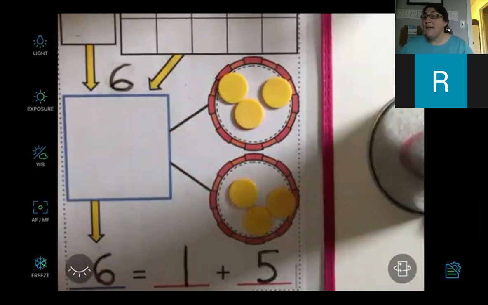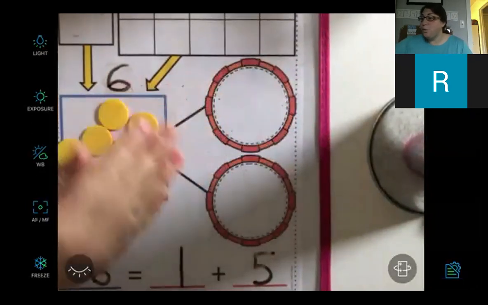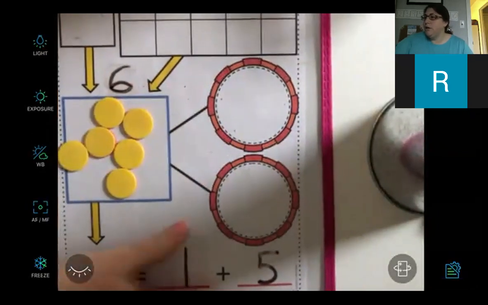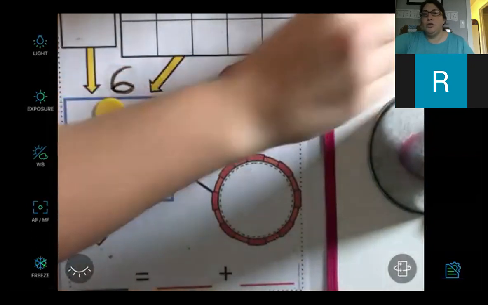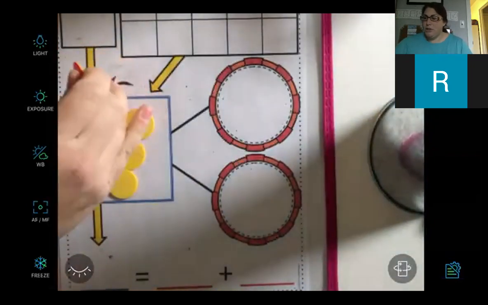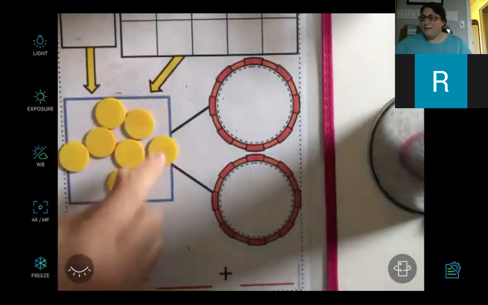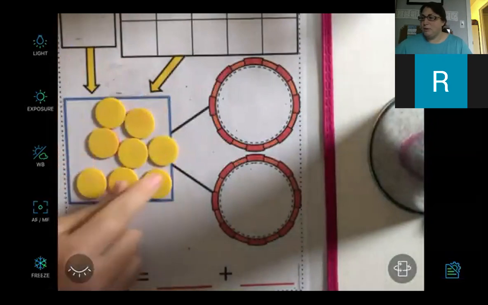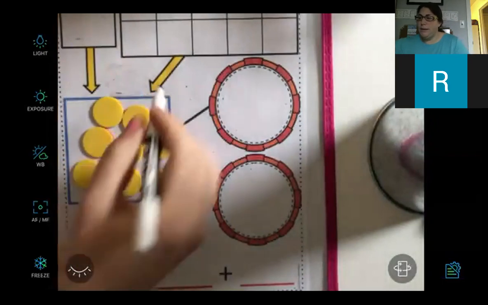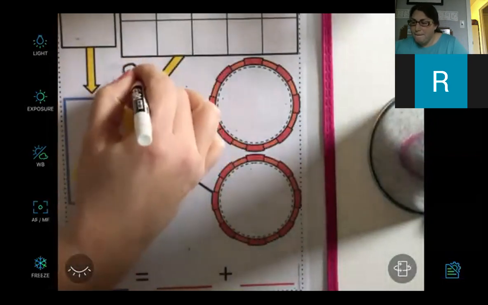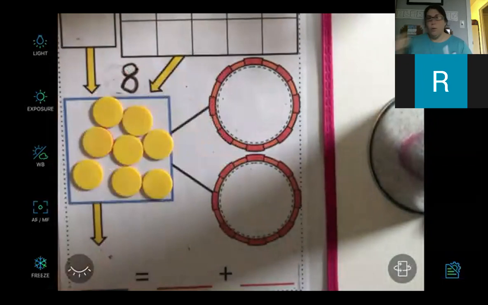All right, so next, friends, we are going to try another number. Today we're working with numbers 6, 7, 8, and 9. So check this one out. I'm going to change up my whole. I have 6. I'm actually going to use 2 more counters. So we'll try 6 and 2. Oh, I know what that is. That's 8. So 8's going to be my whole. And now I'm going to try to break it apart. Pause now and you try.